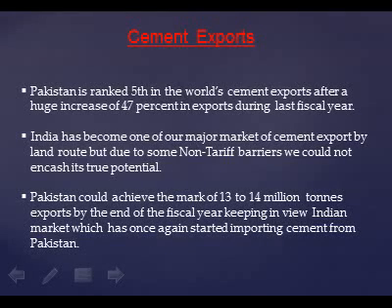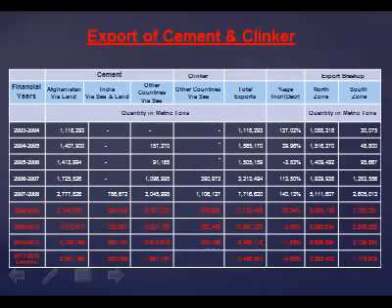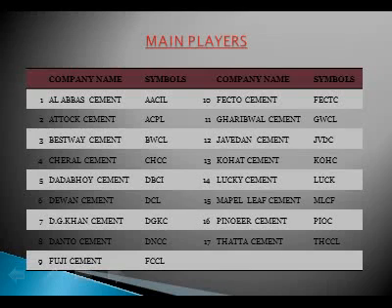Pakistan is ranked 5th in the world's cement export after a huge increase of 47% in exports during last fiscal year. Pakistan could achieve the mark of 13 to 14 million tons export by the end of the fiscal year, keeping in view Indian market, which has once again started importing cement from Pakistan. This chart shows the export of cement during the last 10 years. This is the list of huge cement producing industries in Pakistan.